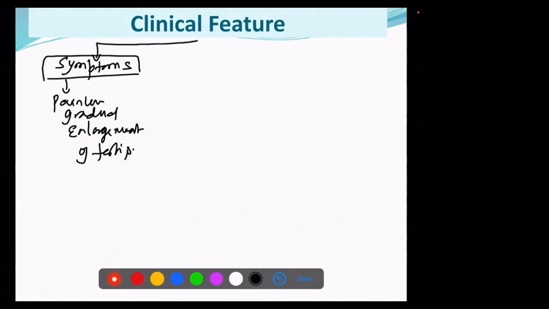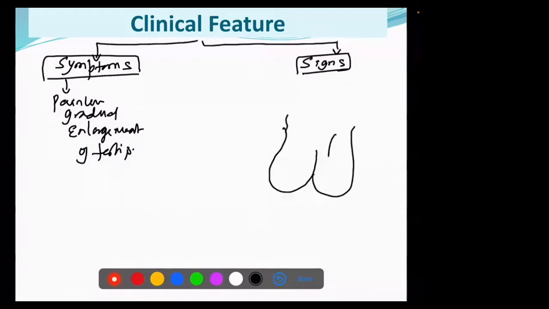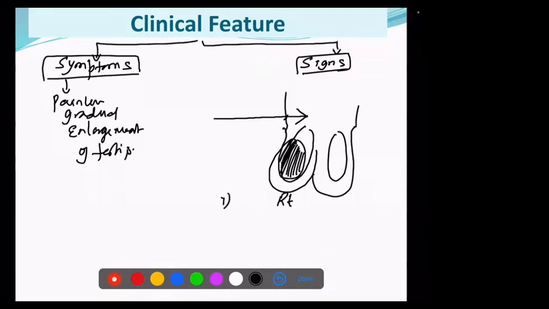Then what will you find if you examine the testis, that is, what are the signs? Suppose there is a tumor inside the right testis. Number one, it is scrotal swelling. We palpate the vas deferens, and if we are able to feel the vas deferens, then we can say the swelling is not coming from the inguinal region, rather it is coming from the scrotum.